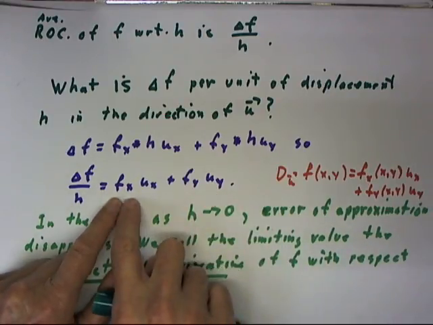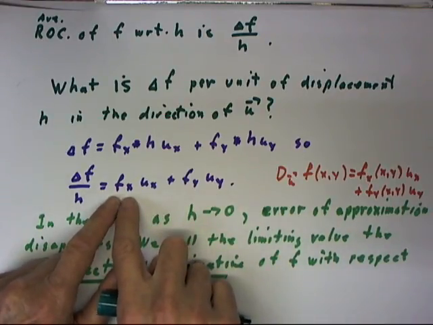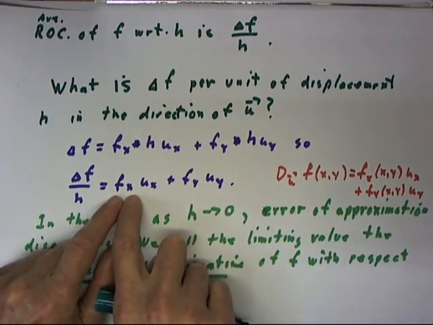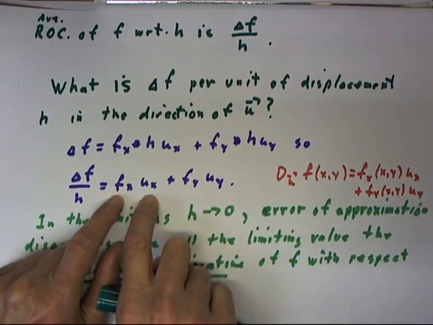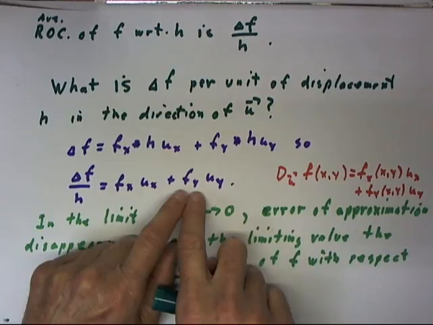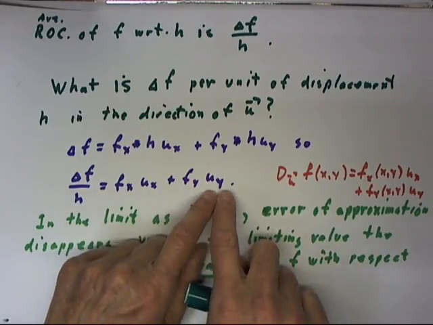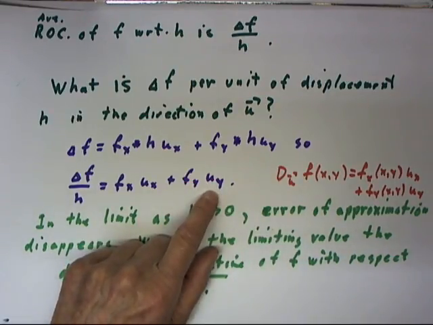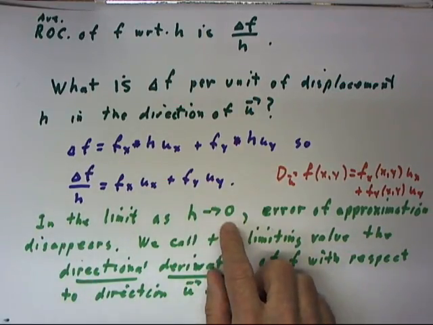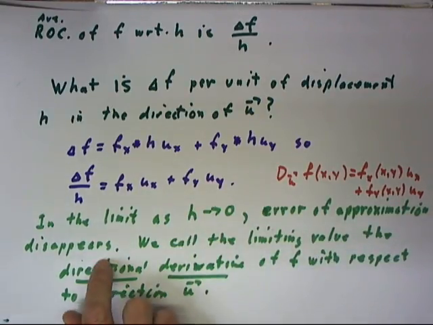We can make perfect sense of this expression: rate of change of F with respect to displacement in the x direction times the displacement in the x direction, plus rate of change of F with respect to displacement in the y direction multiplied by the displacement in the y direction. Now, in the limit as h approaches 0, the error of our approximation disappears.